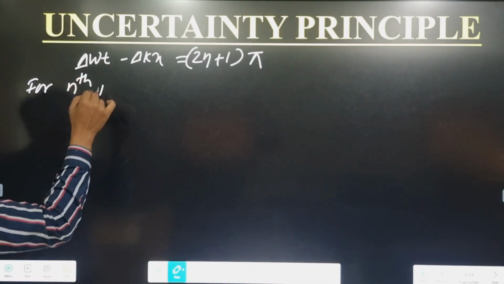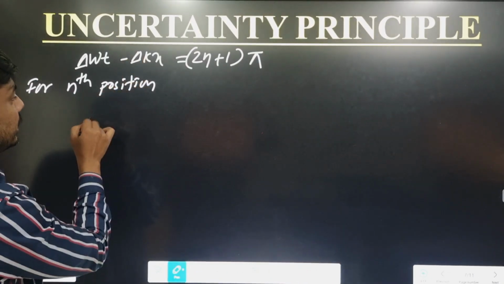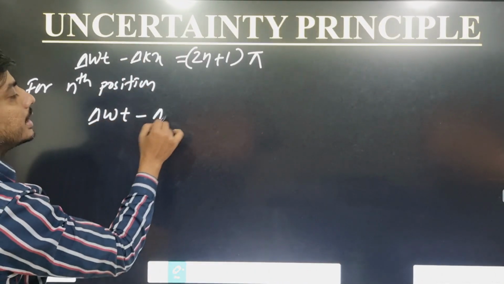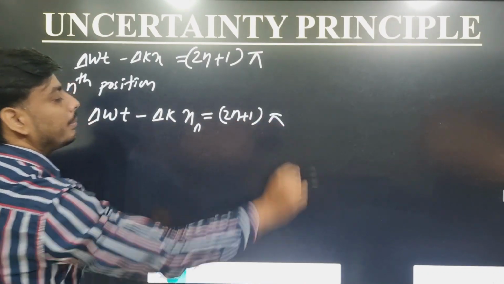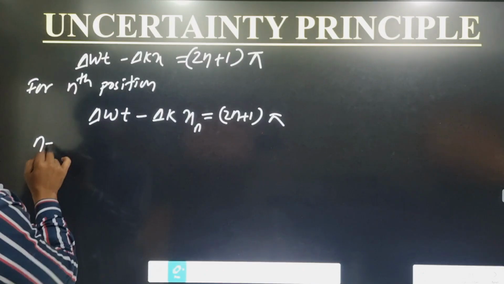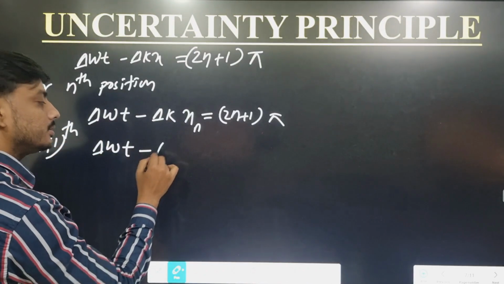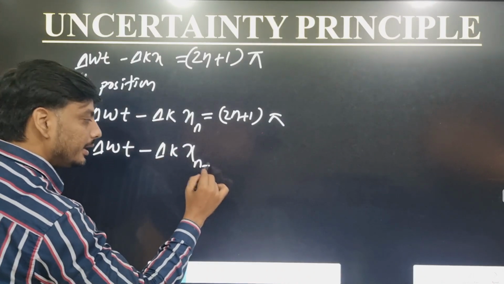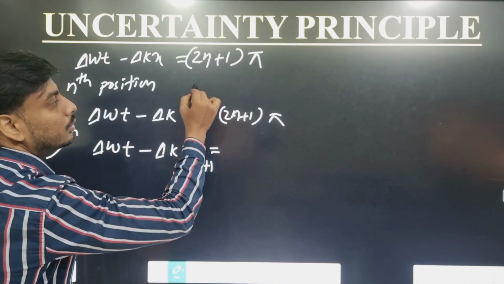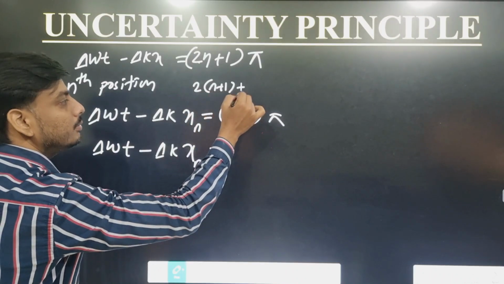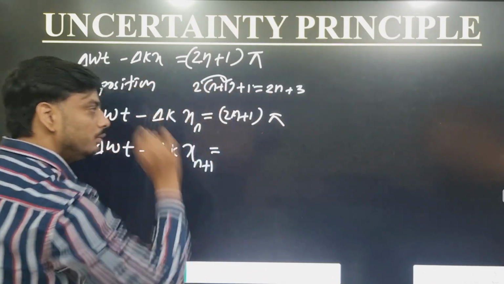For the nth position, we can directly write delta omega t minus delta k x n equal to (2n plus 1) pi. Now for the n plus 1th position, we can write delta omega t minus delta k x n plus 1. In place of n, if we put n plus 1, this will be 2 into (n plus 1) plus 1. So this will be 2n plus 3, because 2 into 1 is 2, plus 1 is 3.